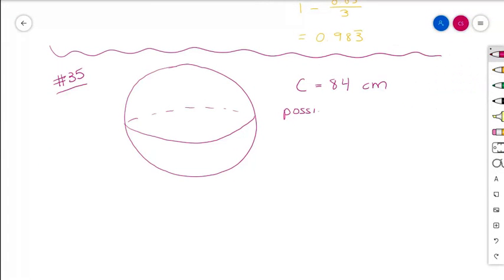Okay, so circumference of 84 centimeters with a possible error of 0.05 centimeters. Okay, so that's the setup. And then we want to use differentials, part A, to estimate the maximum error in the calculated surface area. And then we also want to use differentials to estimate the error in the calculated volume. And then we want to find the relative error as well.